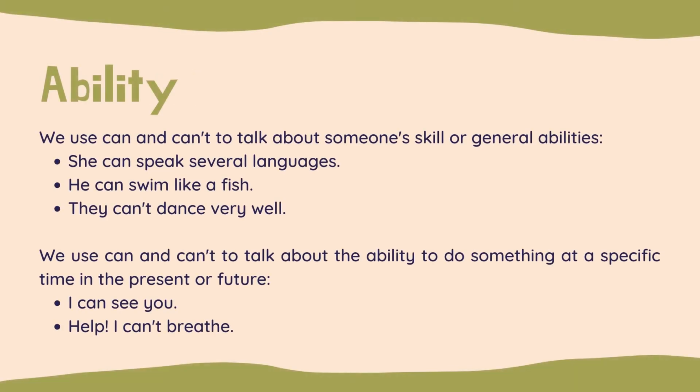Ability. We use can and can't to talk about someone's skill or general abilities. She can speak several languages. He can swim like a fish. They can dance very well.